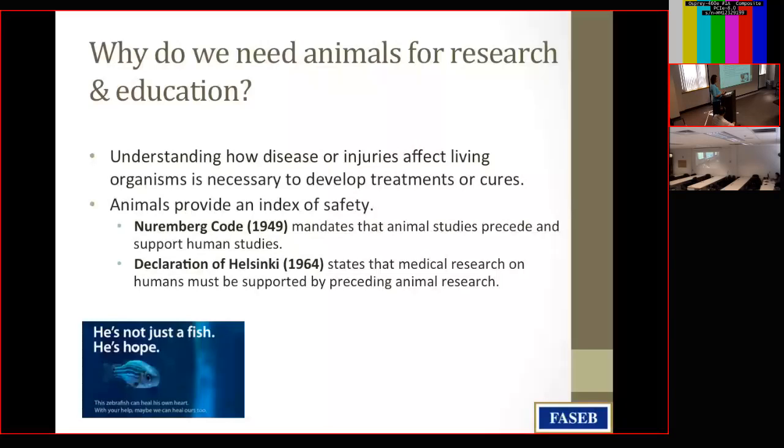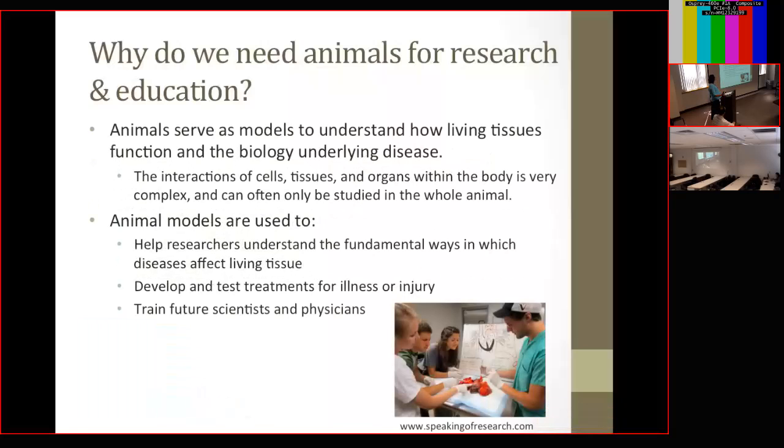The third reason that we need to use live animal models is because the body is made up of multiple cells, tissues, and organs, and they all have very complex interactions with one another. Those processes can really only be fully studied in an entire living organism. And the use of animal models is not only important for research, it's important to train our next generation of scientists, as well as physicians, nurses, and veterinarians.